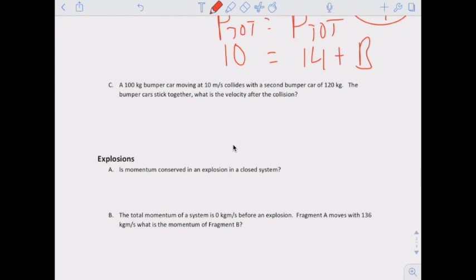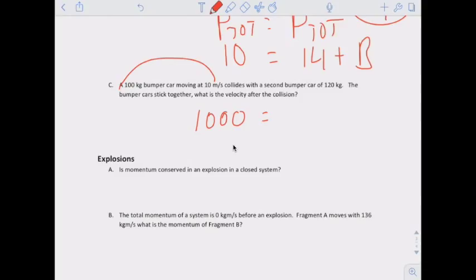And then C, a bumper car moving at 10 meters per second collides with a second bumper car of 200 kilograms. The bumper cars stick together. What is the velocity after the collision? And so when we're looking at this, the momentum before is just going to be 1,000. And so our momentum afterwards is going to have to be 1,000.